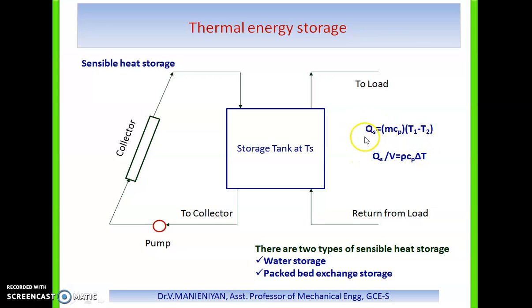Here Q is the heat, m is the mass of air or fluid, Cp is the specific heat of the fluid, and delta T is the difference between the collector temperature and the atmospheric temperature. Normally, sensible heat energy storage is written in the form Qs equals m Cp delta T. So that is the basic equation for the sensible heat storage system.